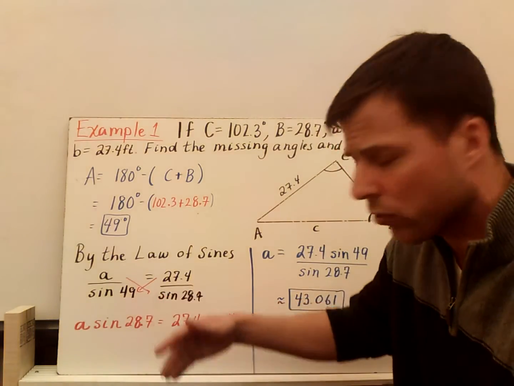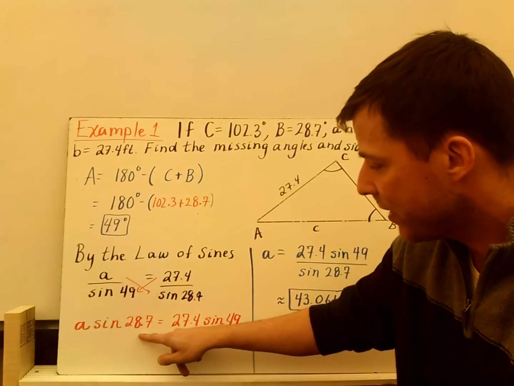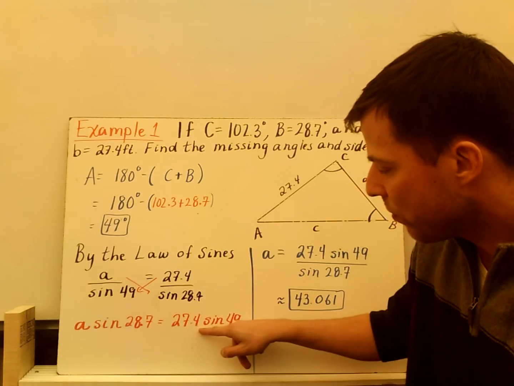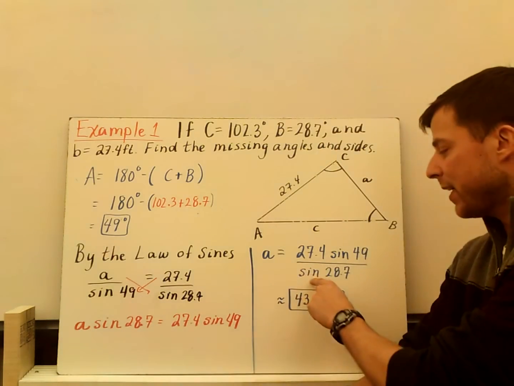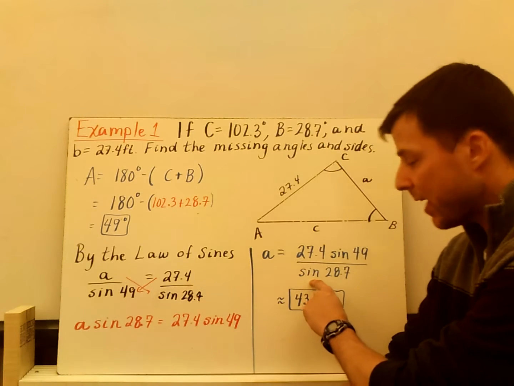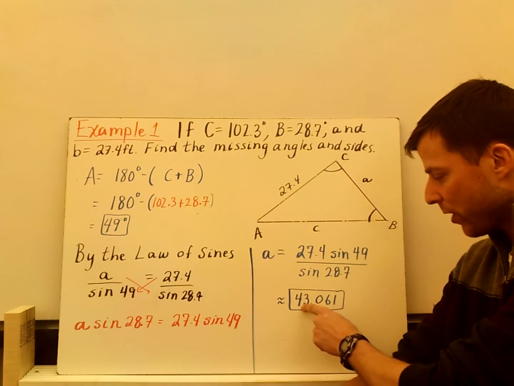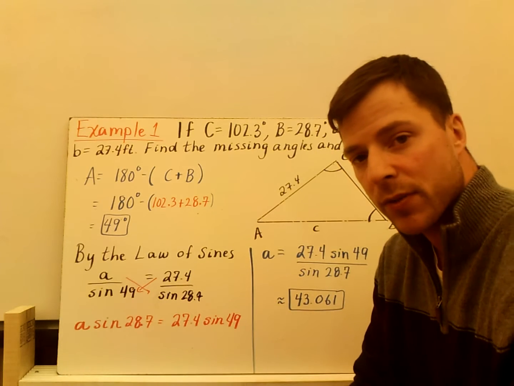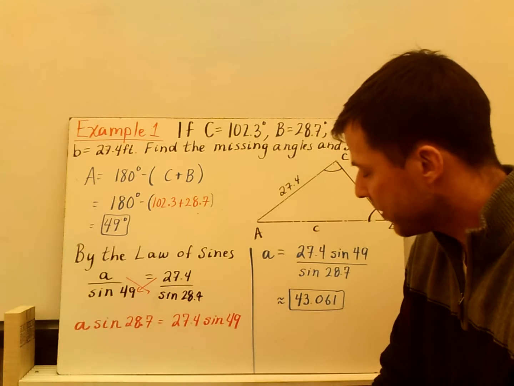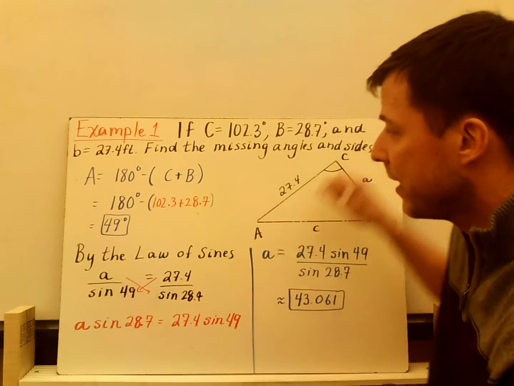So you see the arrows there, cross multiply. So we have a times the sine of 28.7 equals 27.4 times sine of 49. We solve for a by dividing each side by sine of 28.7, which is what you see here. And when I divide all this out, I get 43.061. Try to make sure you round to 3 decimal places because you're going to need to do that when you get into calculus. So that's the missing side length of a. Now I've got to find c.